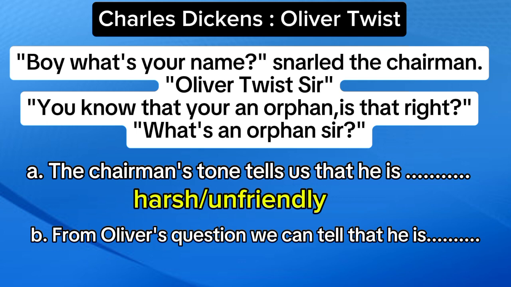From the story, Oliver Twist, even though Oliver is an orphan, he is unaware of the circumstance he finds himself in. From this explanation, one of the appropriate answers here is naive. So to read the question again, from Oliver's question, we can tell that he is naive, or we can also say he is unaware of his circumstance.